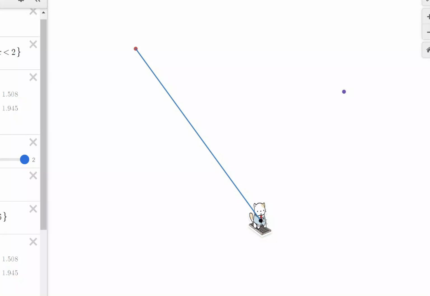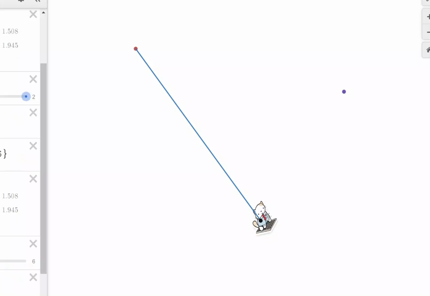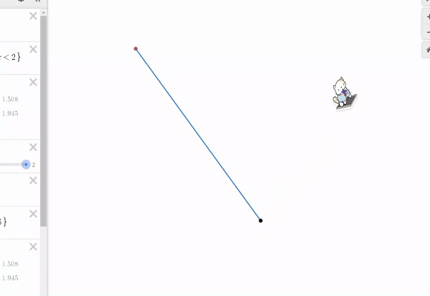In our first movement, the cat moved down. Let's look at a second direction. This time the cat's moving up, and again, we could talk about how far up the cat moves. This gives us both the second magnitude, but also a different direction.